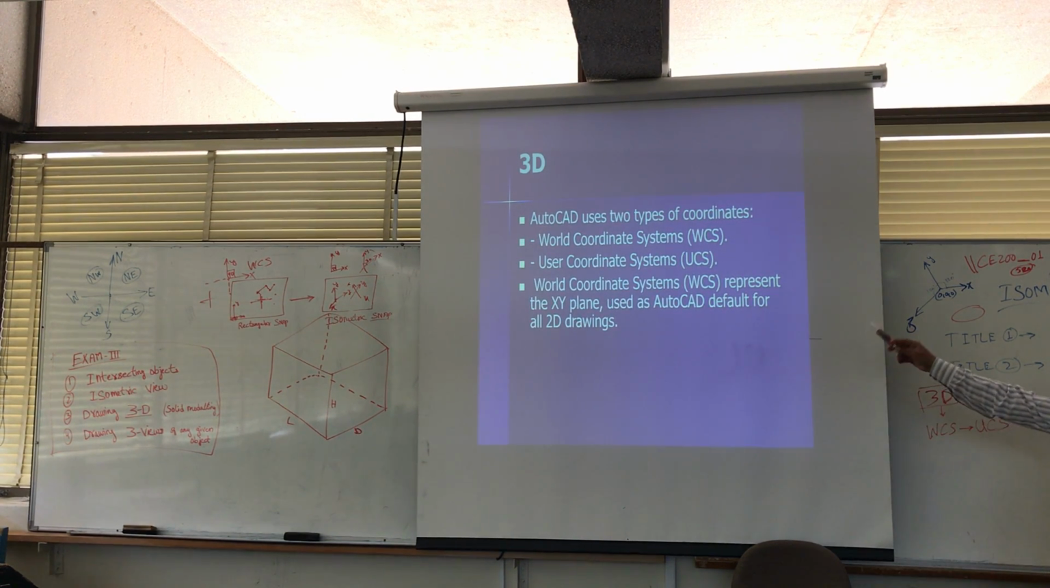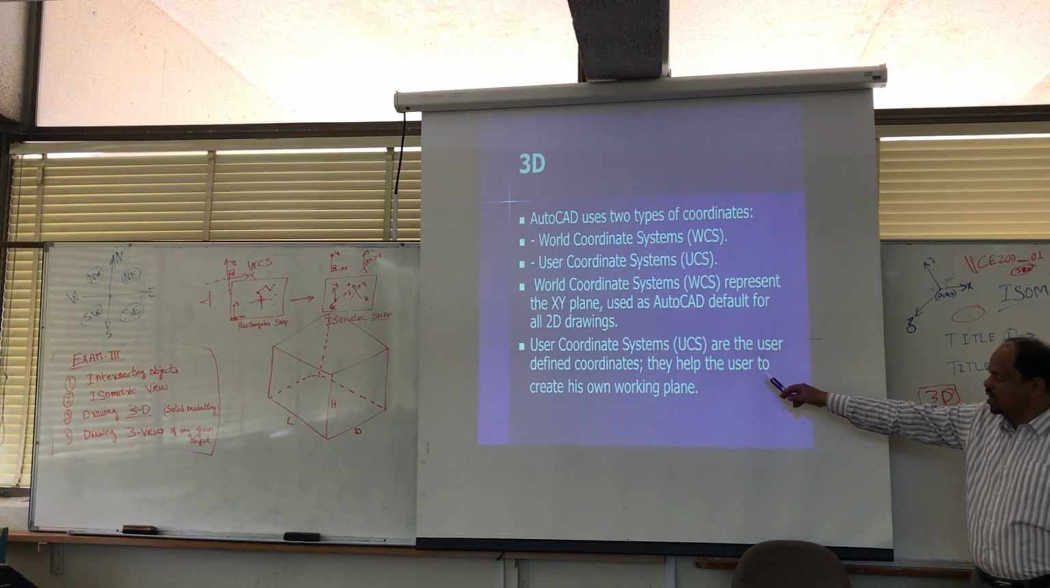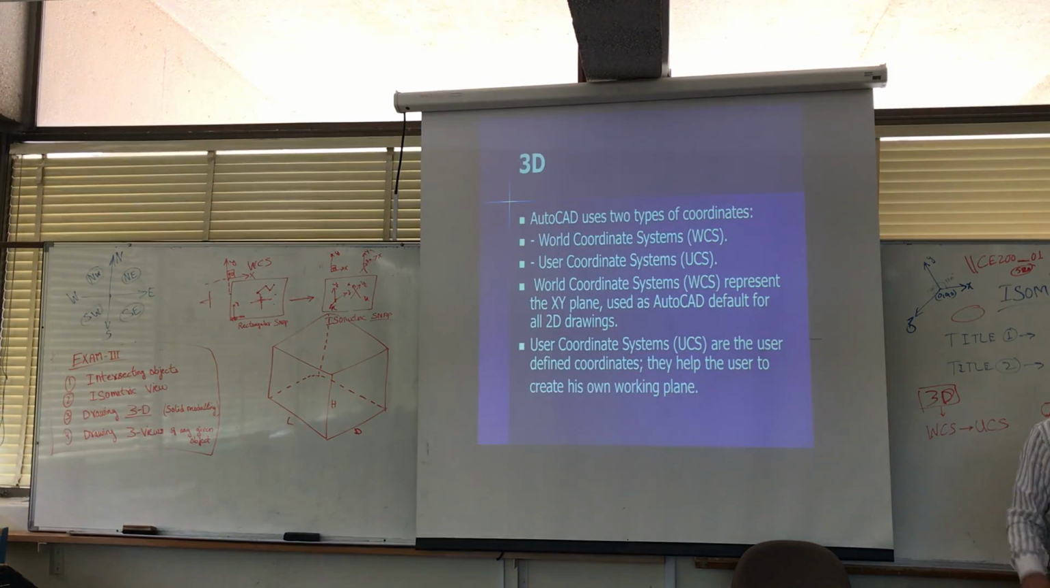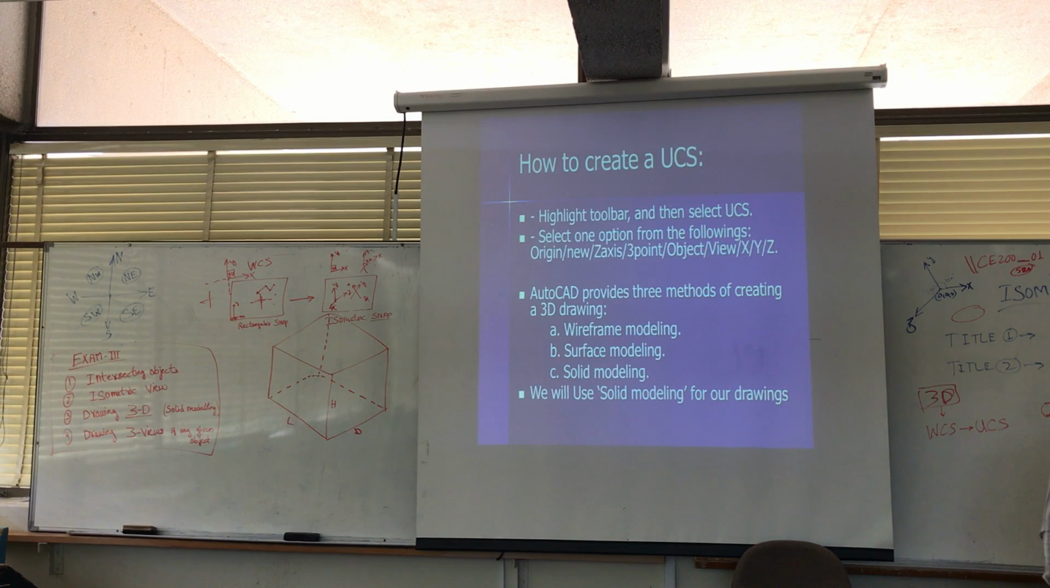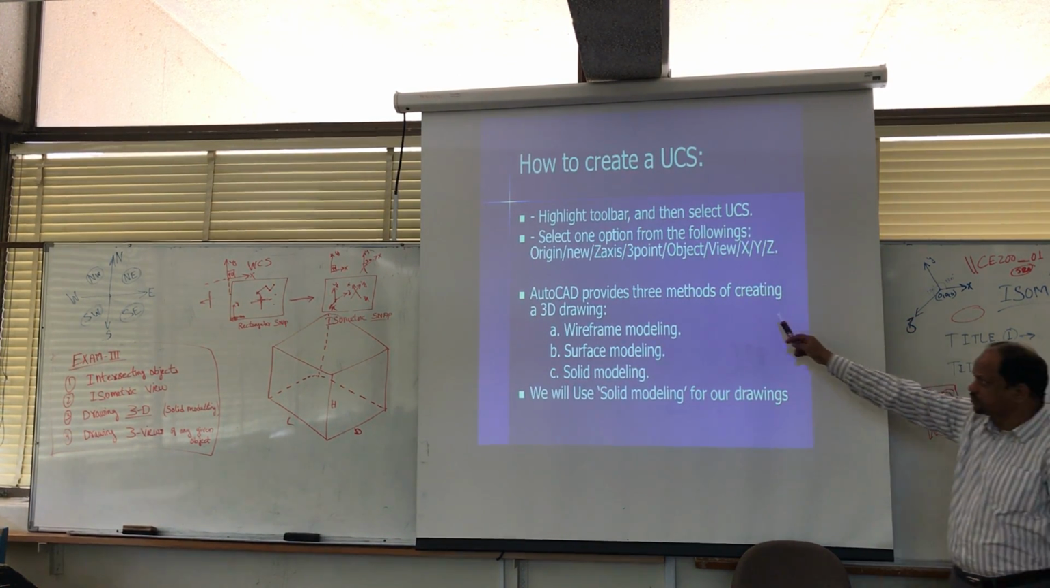World coordinate system represents the xy plane used as AutoCAD default for 2D drawings. So far, whatever you have done, it is world coordinate system, WCS. Now, user coordinate systems are the user-defined coordinates. You, as a user, are defining. They help the user to create his own working plane. I will open AutoCAD and show you how it is. How to create UCS? We have to highlight the UCS toolbar and we can select. It's very easy. Just we will right-click and select UCS.